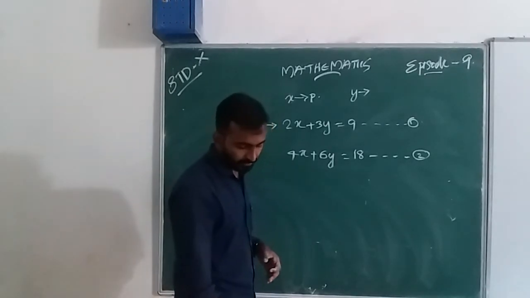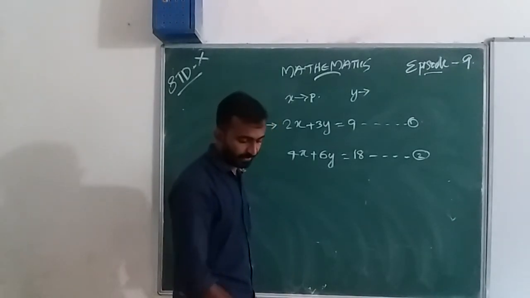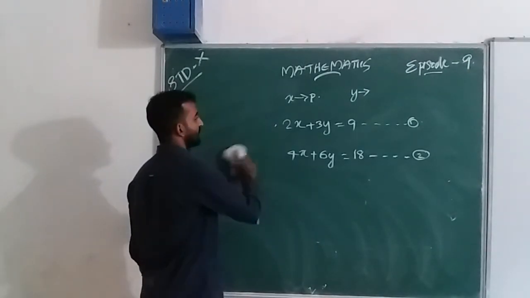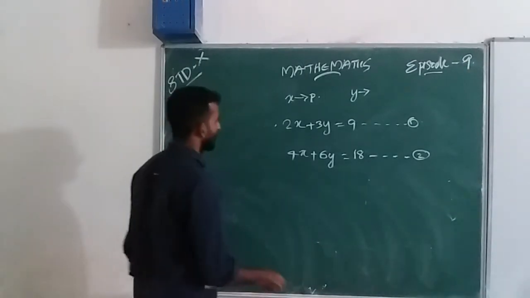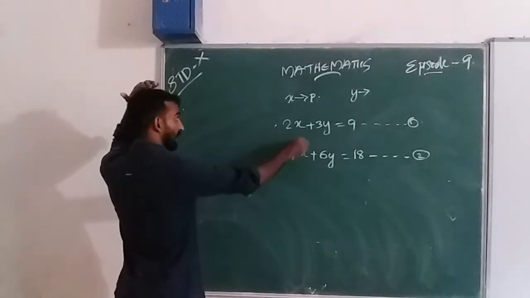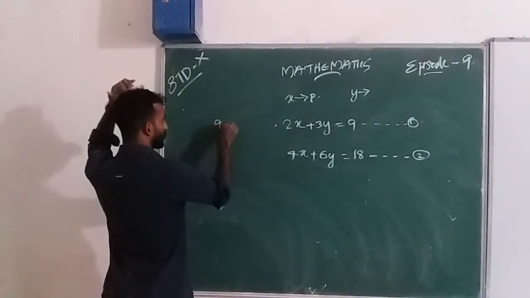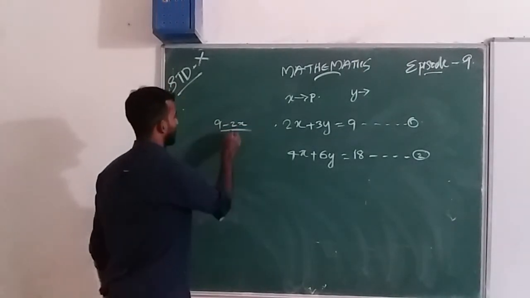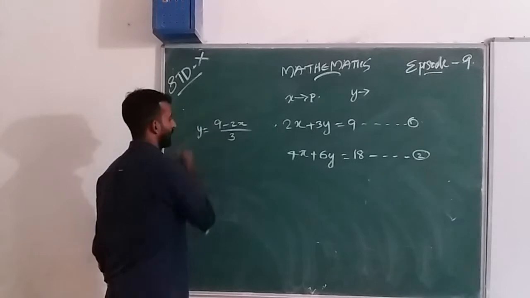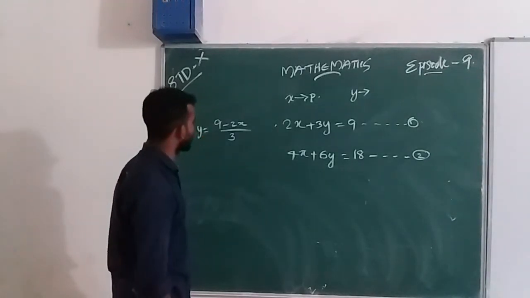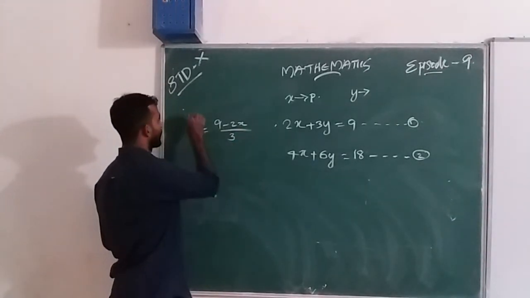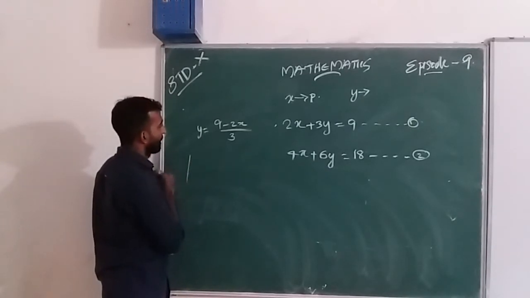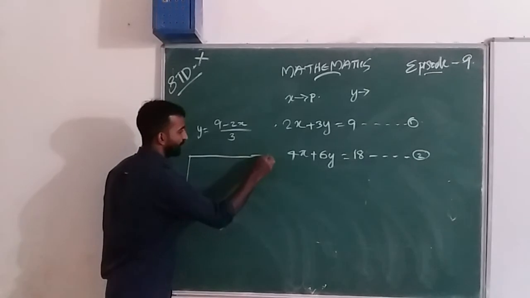Next we want to find the graphical representation. Graphical representation means we want to draw graphs. Here y is equal to what? y is equal to 9 minus 2x by 3. Is it? Yes. y is equal to 9 minus 2x by 3.